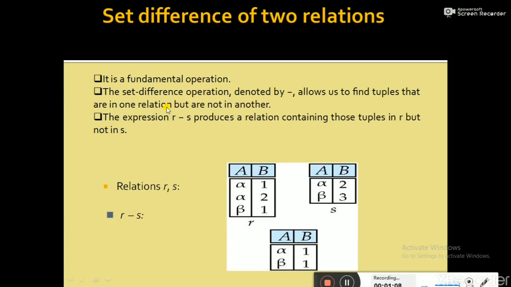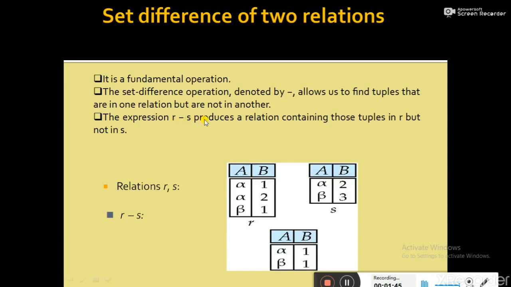Now the set difference operation is actually denoted by the expression r minus s, where r is a relation and s is also a relation. Here the point is that the schema of r and the schema of s should be of the same type. That means the number of attributes in r and in s must be the same, as well as the domain of the ith attribute of r and the domain of the ith attribute of s. The number of attributes and the attribute types must be the same.